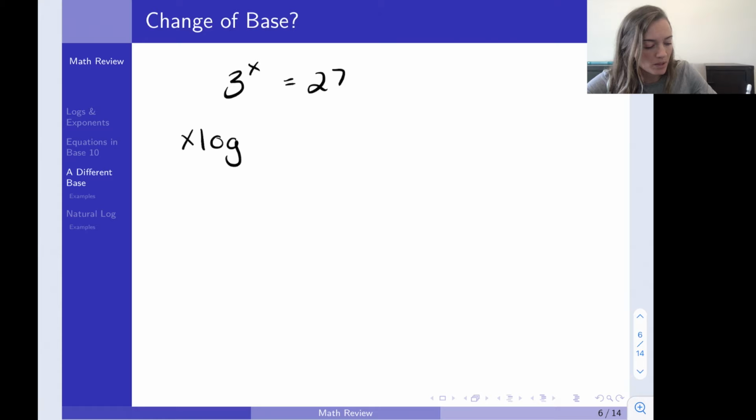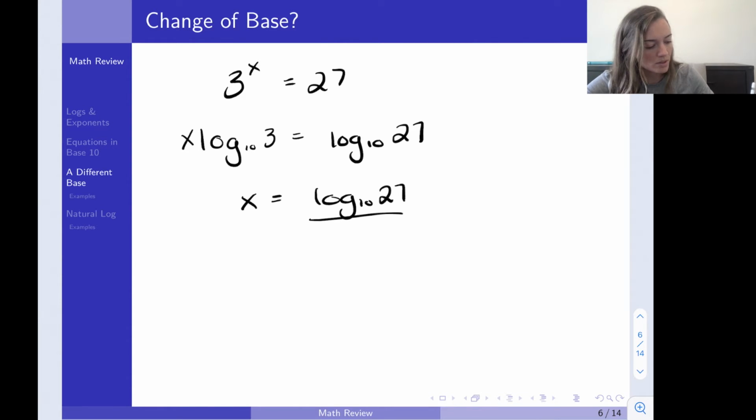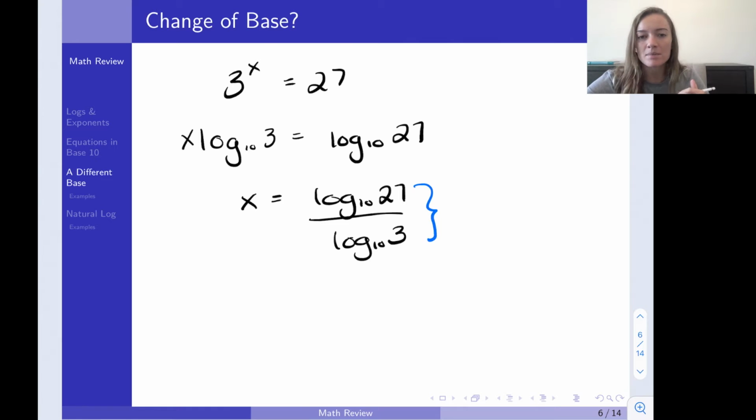So we're going to end up with this. And now we have to solve for x. So now this does not just simplify down to 1, so I'm going to have to divide both sides by log of 3 base 10. So I'm going to have x is equal to log base 10 of 27 over log base 10 of 3. So now this is actually the exact same thing we had in the previous slide. This is actually just equal to log base 3 of 27 using the change of base formula.